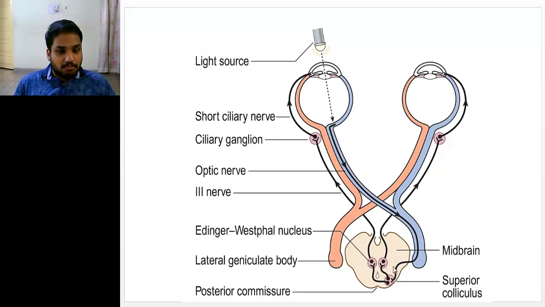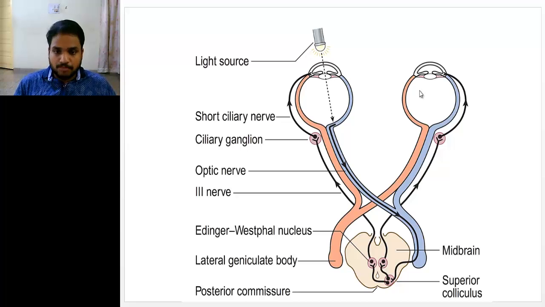Fine. And at the same time, I have told you the pretectal nucleus is projecting onto the Edinger-Westphal nucleus of both sides, right? So from the right Edinger-Westphal nucleus, the impulses will go to the right eye, and the pupil of the right eye also constricts, and this is called the consensual light reflex, right? So this is the pupillary light reflex pathway, very important to know.